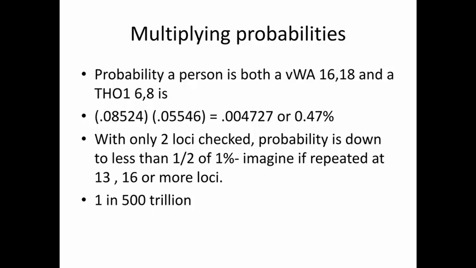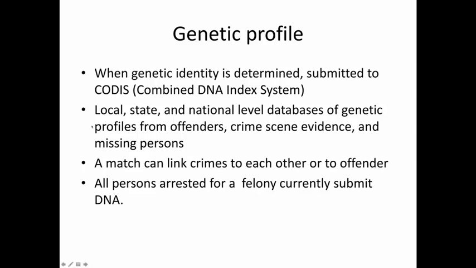So this pattern in crime scenes is then submitted to CODIS, the Combined DNA Index System, and there's different levels. You can submit it to the local, state, or national level databases, and it contains profiles from offenders, profiles from crime scene evidence and missing persons, so that if you have a match, you can use that match to link crimes to each other. So if all you have is crime scene evidence, but you find the same pattern at a crime in Arizona and a crime in Florida, that says, okay, now we're looking with someone who's traveling between Arizona and Florida.